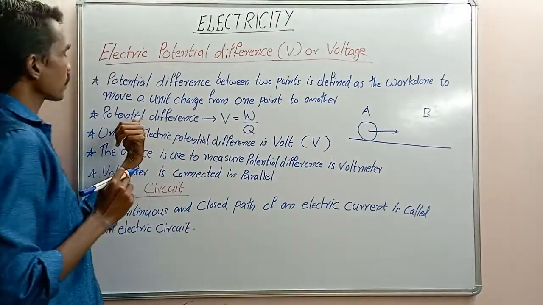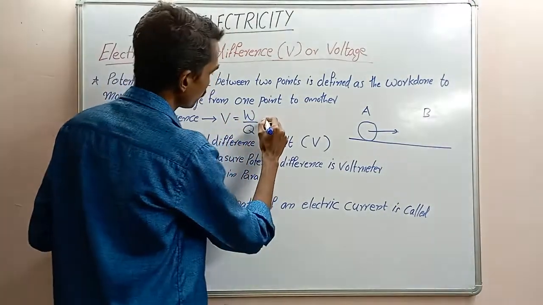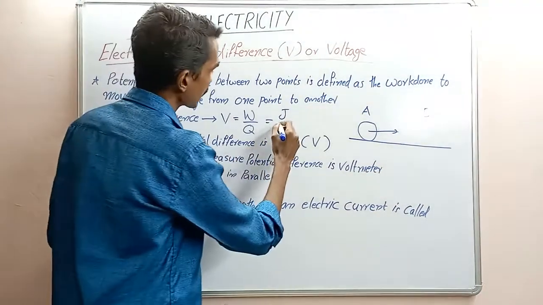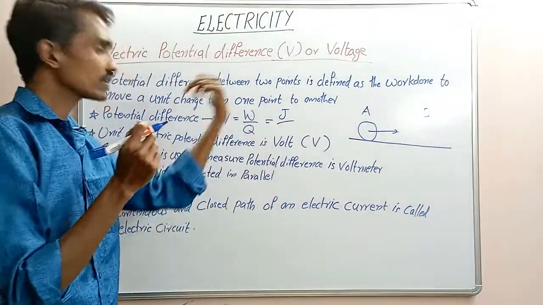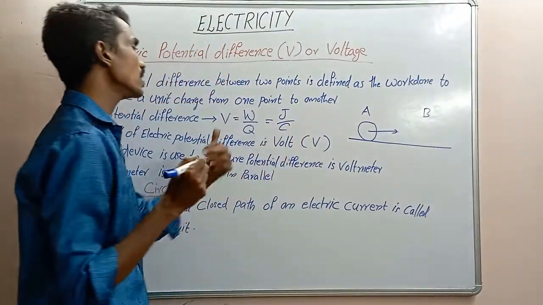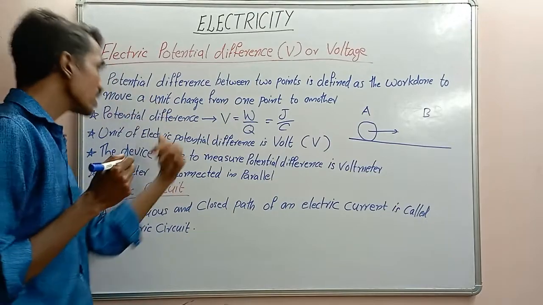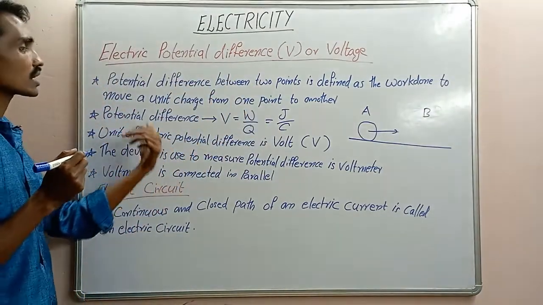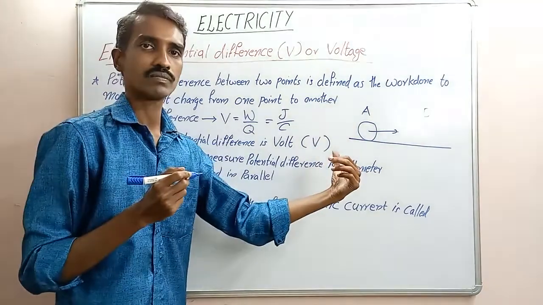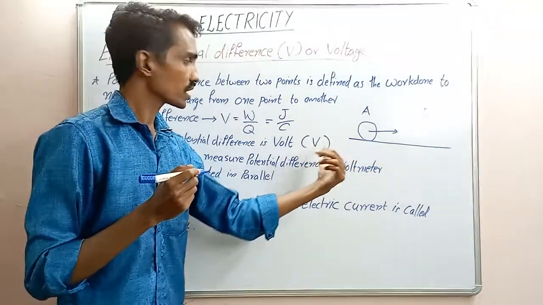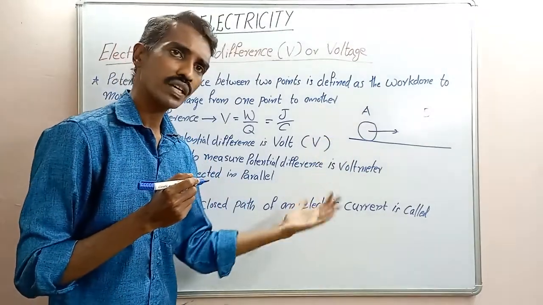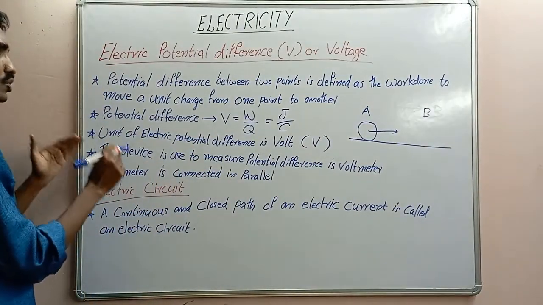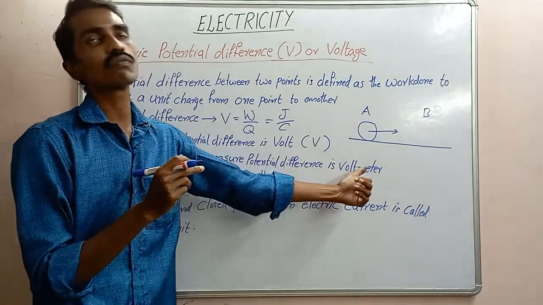The derived unit of electric potential difference: the unit of work done is joule, which is energy, and the unit of electric charge, as we studied just before, is coulomb. Joule per coulomb is the derived unit of electric potential difference. But the SI unit of electric potential difference is volt, denoted as V. Small v and capital V are both used. Clear?